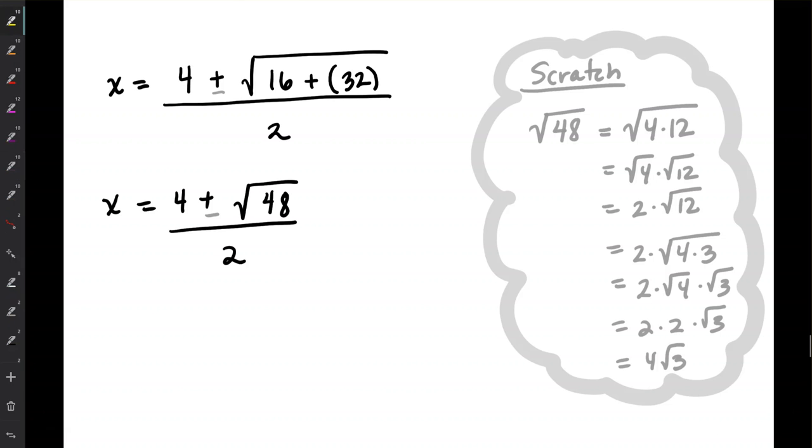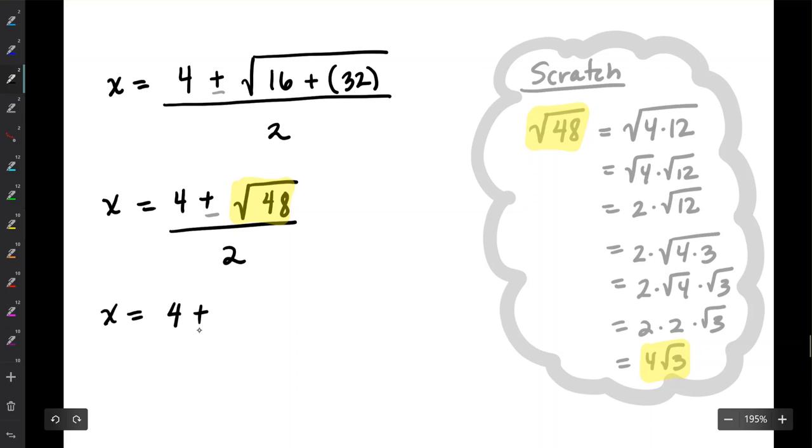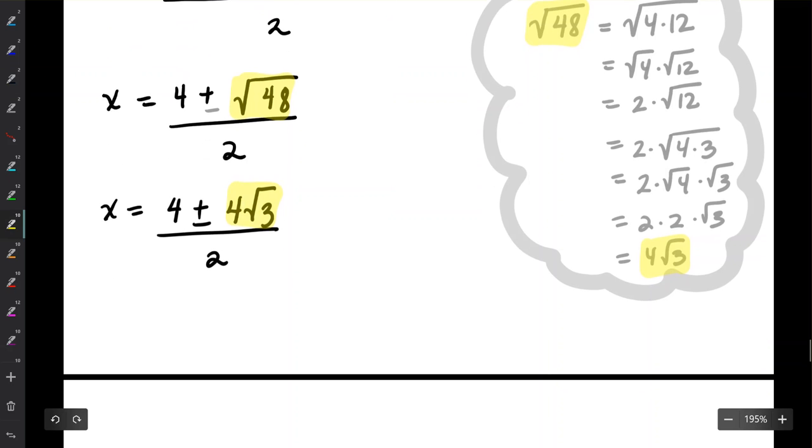Okay, so that square root of 48 is 4 root 3. So I'm going to put it in. And we're super close, but we're not totally done. We got 4 plus or minus the square root of 48, which is 4 times the square root of 3, all over 2. And we are not done. Why?